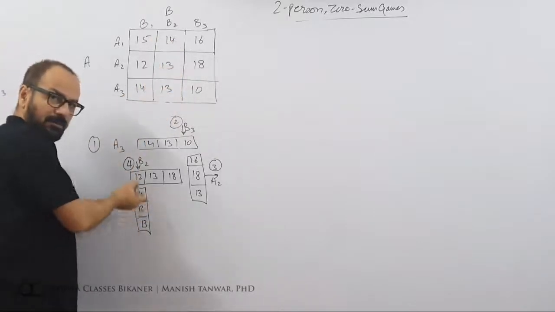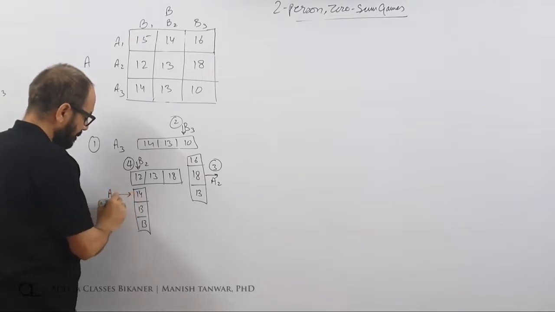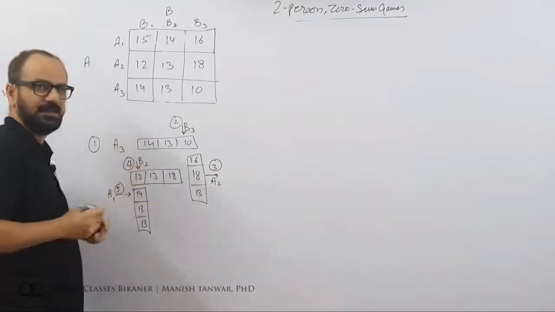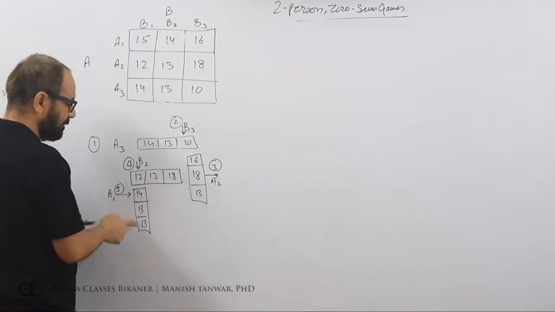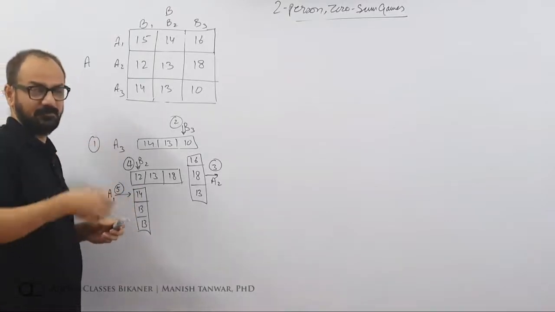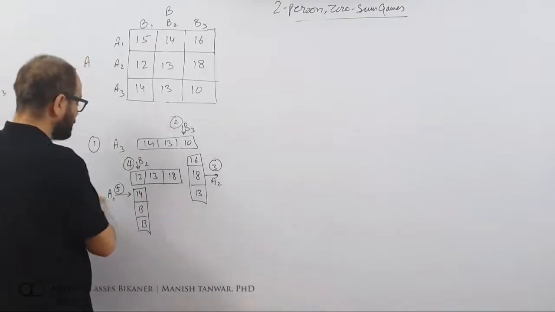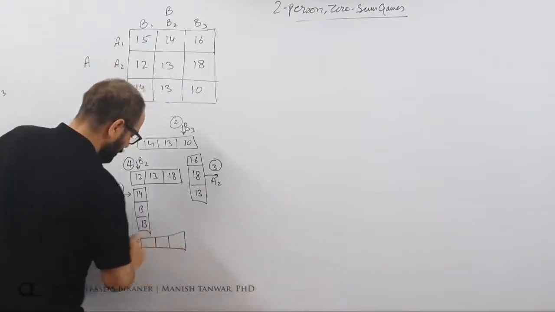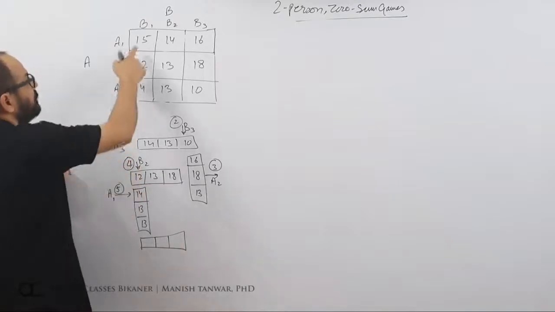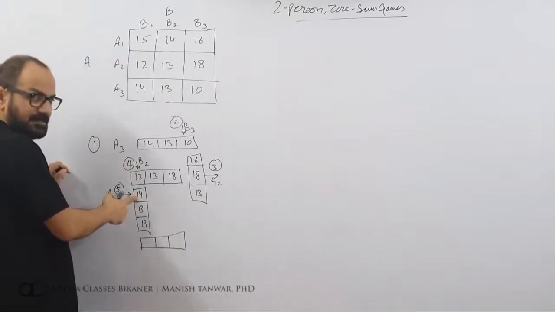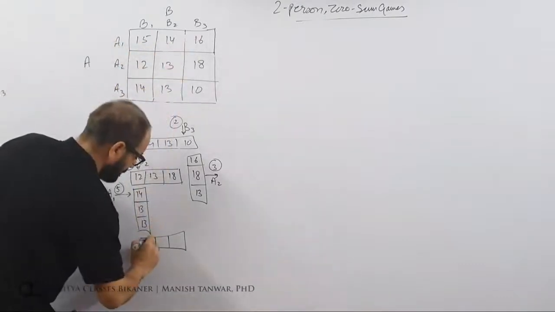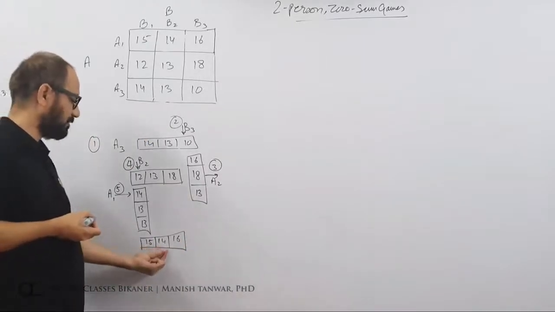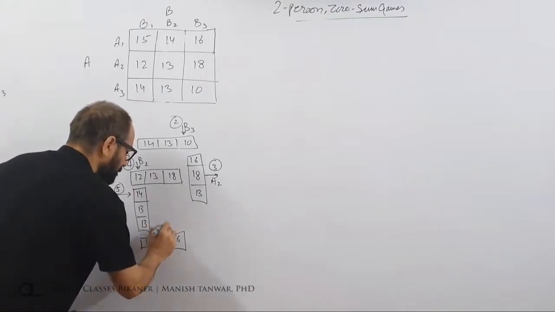For A, what will A decide? A will decide A1. First is A, second is B, third by A, fourth by B and fifth decision again by A. A is deciding 14 because a gain of 13, a gain of 13 but a gain of 14. Obviously, this is the best one. If A takes A1, what are the possible returns for B? A1 has returns of 15, 14, 16. A loss of 15, a loss of 14, a loss of 16. B will stick with B2.